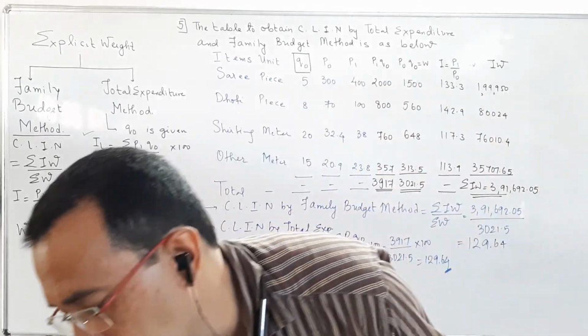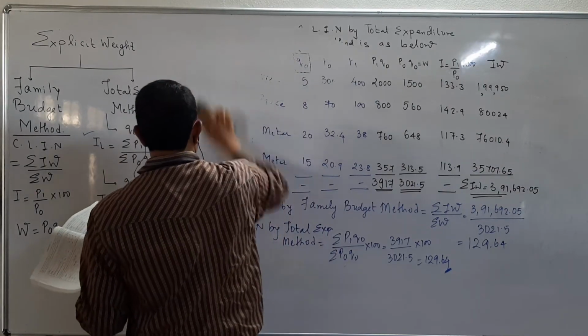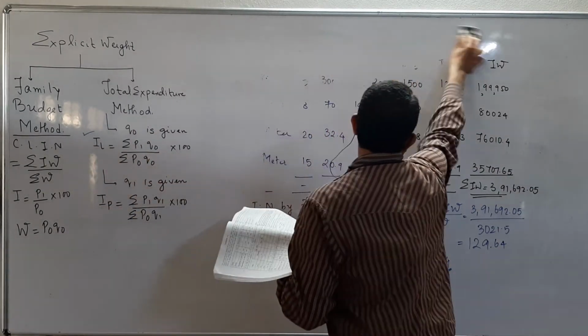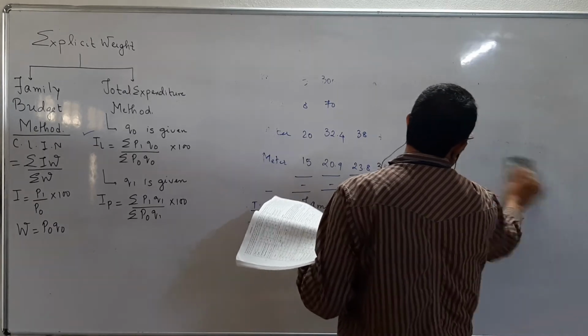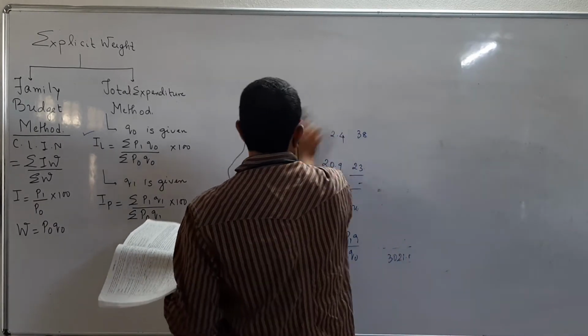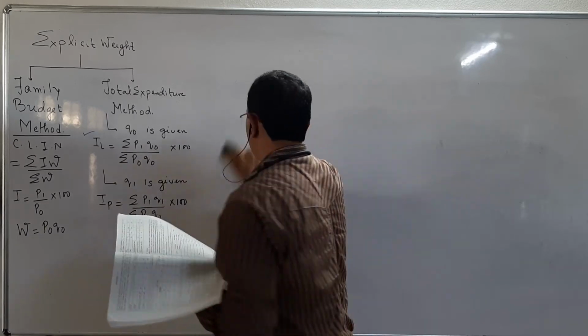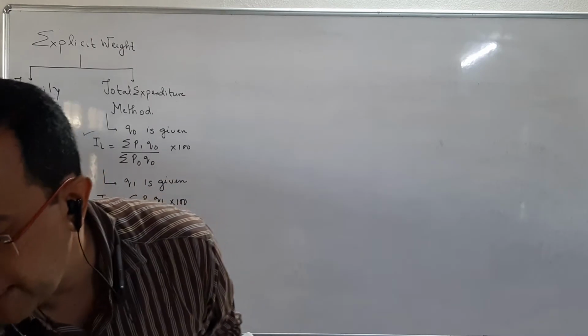Now students, we complete exercise 1.4. A long exercise, a long sum, as it was asked to do students by both the method. Here we were asked to do the sum by both methods.